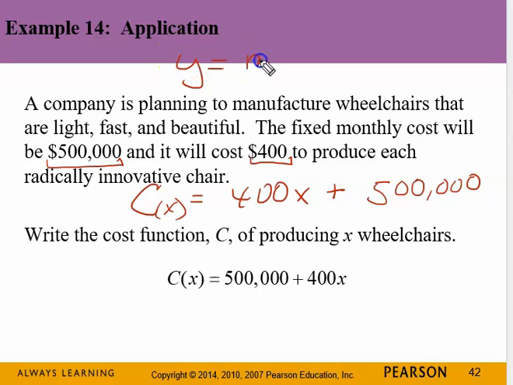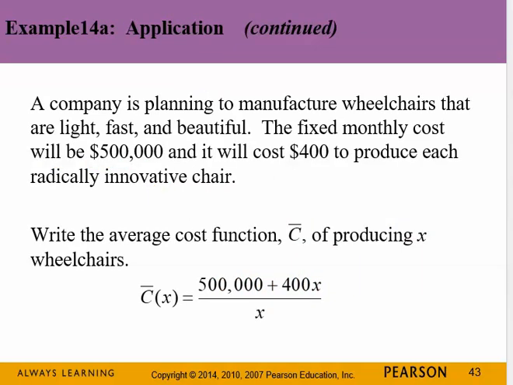And then it's sort of in slope-intercept form, y equals mx plus b. Here they're switching it around. That's okay. This way is okay too. In this form, though, we can see this is our y-intercept, and this is our slope. You can see it that way too. All right, let's go on.